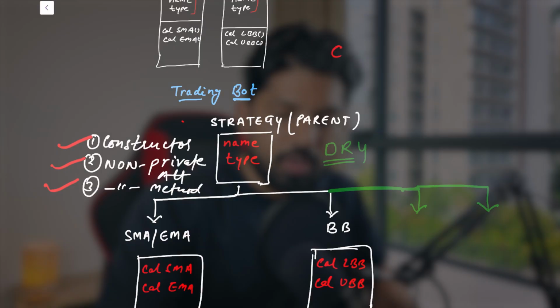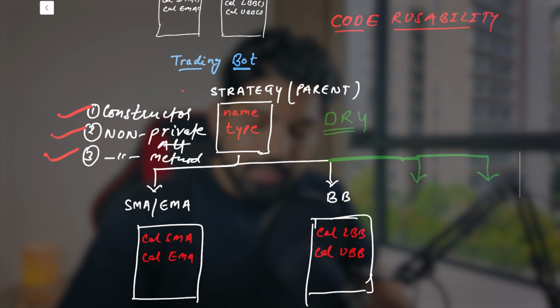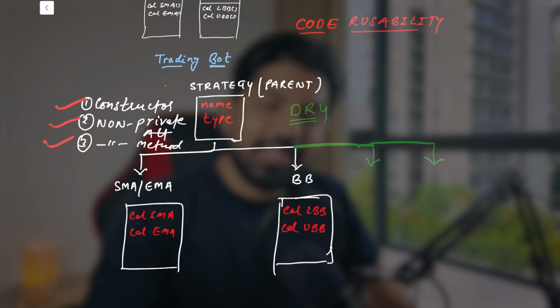So let me show you what is the biggest benefit. The biggest benefit is code reusability. We can say code reusability, correct? Because see here, if we were writing the code without inheritance, we had to write this line of code inside every strategy. And let's say we have 1000 strategies. So 1000 multiplied by 2 is 2000.